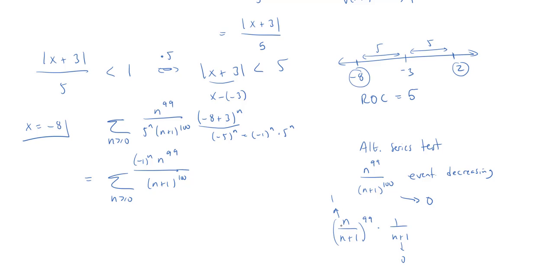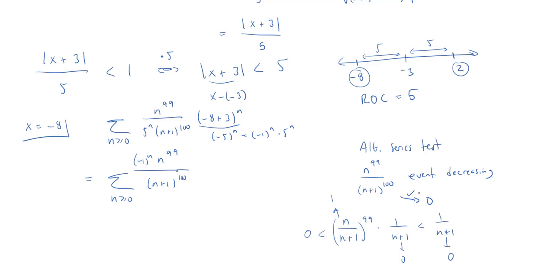If you like, another way to see it is this n over n plus 1 to the 99, that's always less than 1. So this product is less than 1 over n plus 1. Of course, this entire product is greater than 0. But 1 over n plus 1 converges to 0. And so by the squeeze theorem, our underlying sequence is going to converge to 0. So this one checks out.